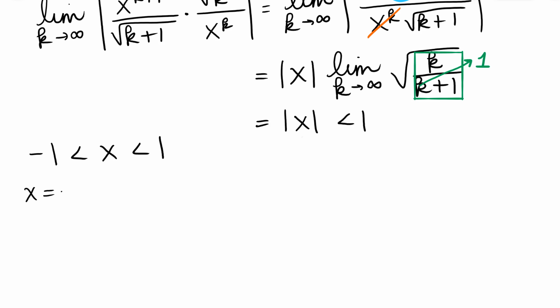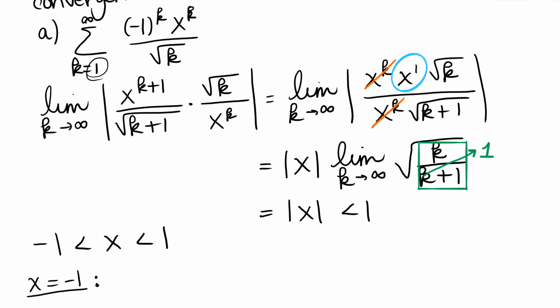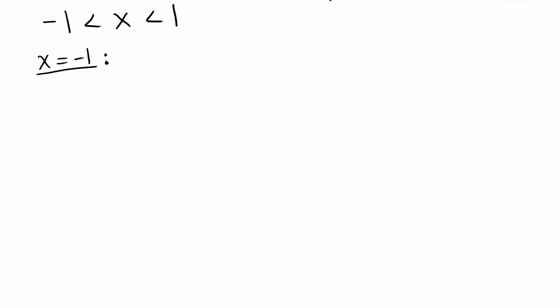I always start with the smallest number, so I'm going to start with x equals -1. Remember, I'm asking what x values make this series converge or diverge. I know right now that as long as I pick an x value between -1 and 1, I'm guaranteed that the series will converge. What I need to know now is what about the endpoints? So I'm going to plug 1 and -1 into my series and see what happens at those endpoints, because we know that when the limit equals 1, it's inconclusive, which means we have to do something else.